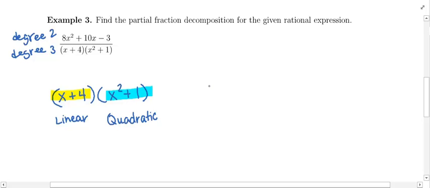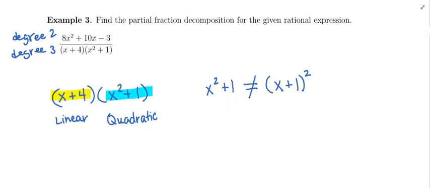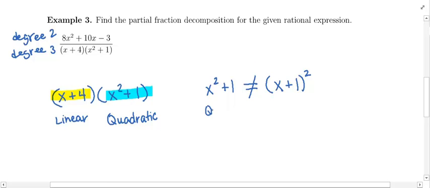Do not do this: x squared plus 1 is not the same thing as x plus 1 squared. These are two different things. When you look at x squared plus 1, the square is actually on the x itself. That makes this quadratic.